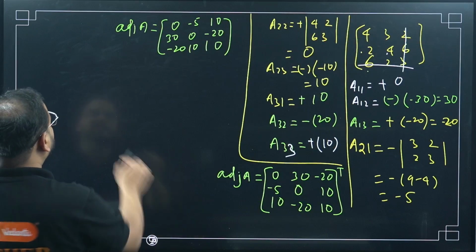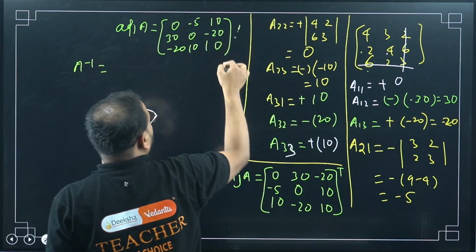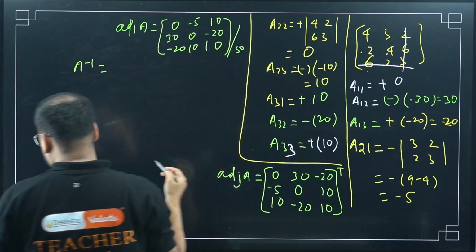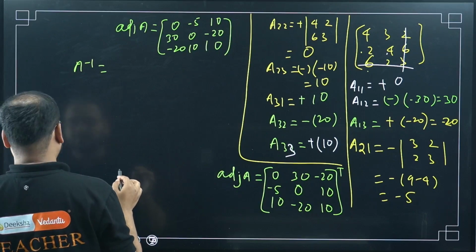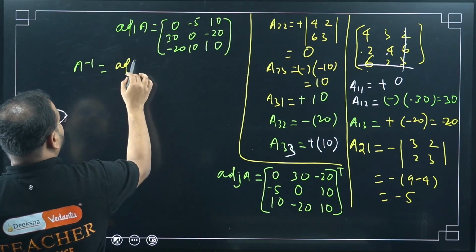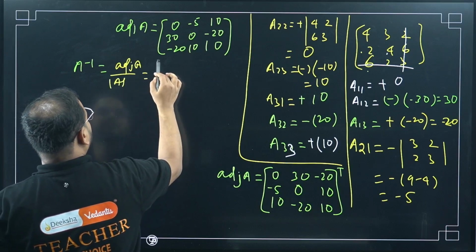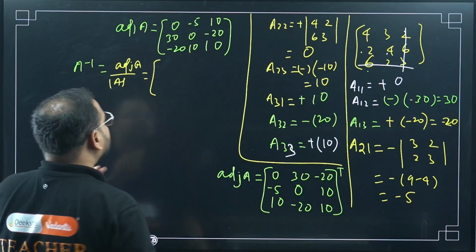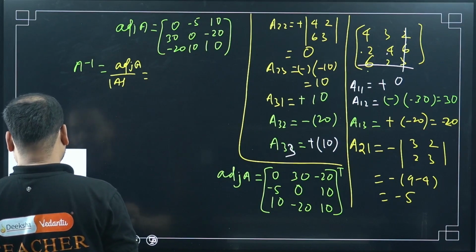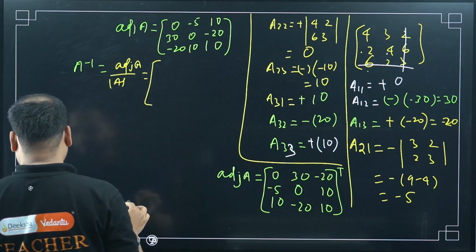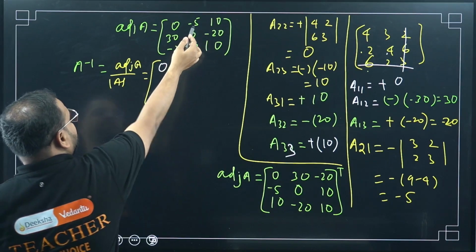So if I'm finding A inverse, I have to divide everything by 50. Divide everything by what? 50. If I do that, please have a look. I'll get adjoint of A by determinant of A. I divide everything by 50. What am I going to get? Please check. 0.